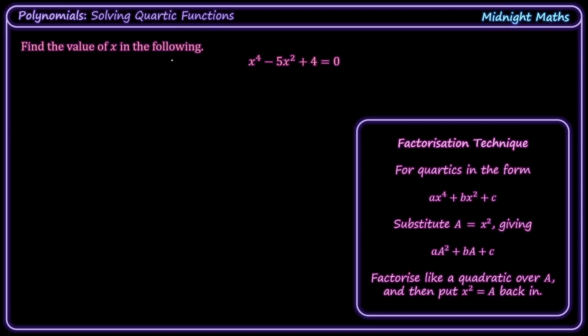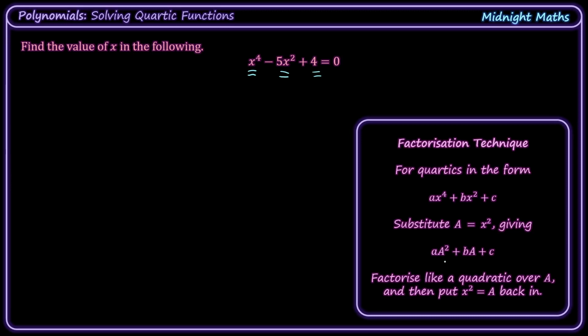Find the value of x in the following quartic. This quartic is actually in a pretty unique form that we can apply a special factorization technique to get it down into some factors. When you see a quartic that has a power of 4, a power of 2, and then no power, so it has to be in this form, you can use the substitution method, where you can convert it into an equivalent quadratic and then use a quadratic factorization method, like maybe a cross method, to factorize it a little bit.